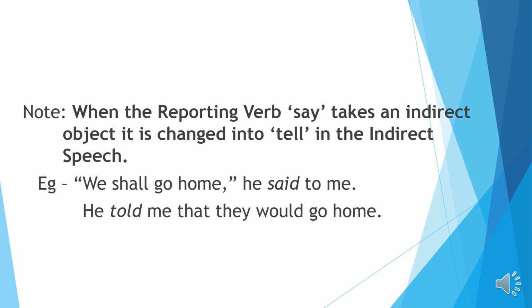Okay, let's look at the example. "We shall go home," he said to me. So how do we change that into indirect speech? He told me that they would go home. So say will change to tell. The past tense of tell is told. So that is how we change from direct to indirect speech when we have the word say which takes an indirect object.